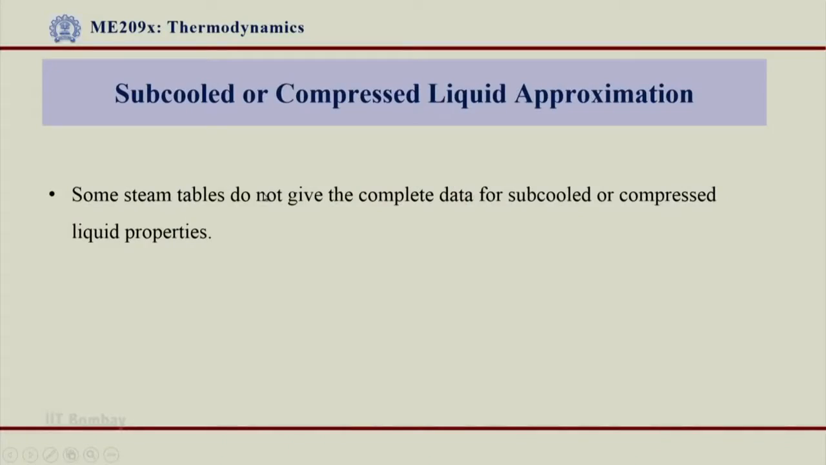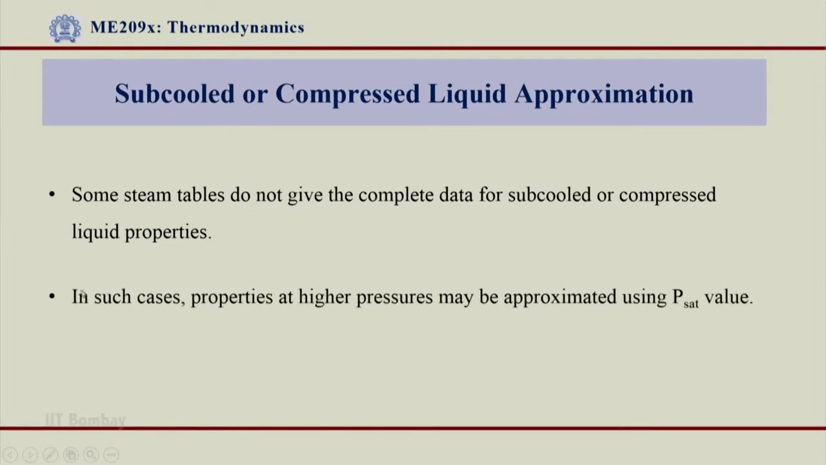As far as the table that we have given, that is not a problem because you have the values at 0.15, 0.16, 0.17, 0.2, etc., where all these values can directly be taken from the steam tables. But there are some steam tables which do not give the complete data for subcooled or compressed liquid. In such cases, properties at higher pressures may be approximated using Psat values. So I need to take only the values at Psat, and assuming that the liquid is incompressible, I use the same values for further calculations.